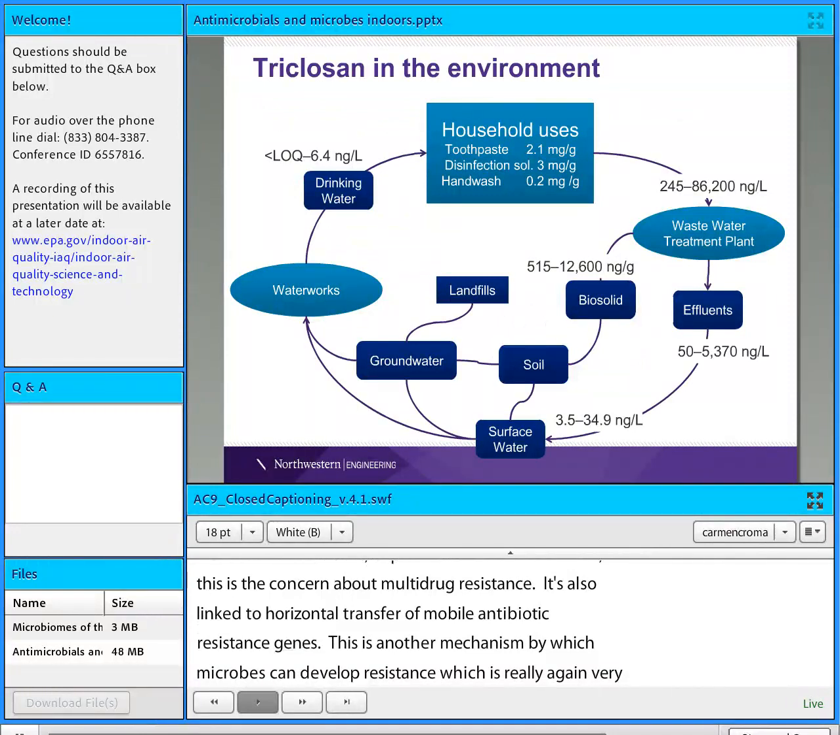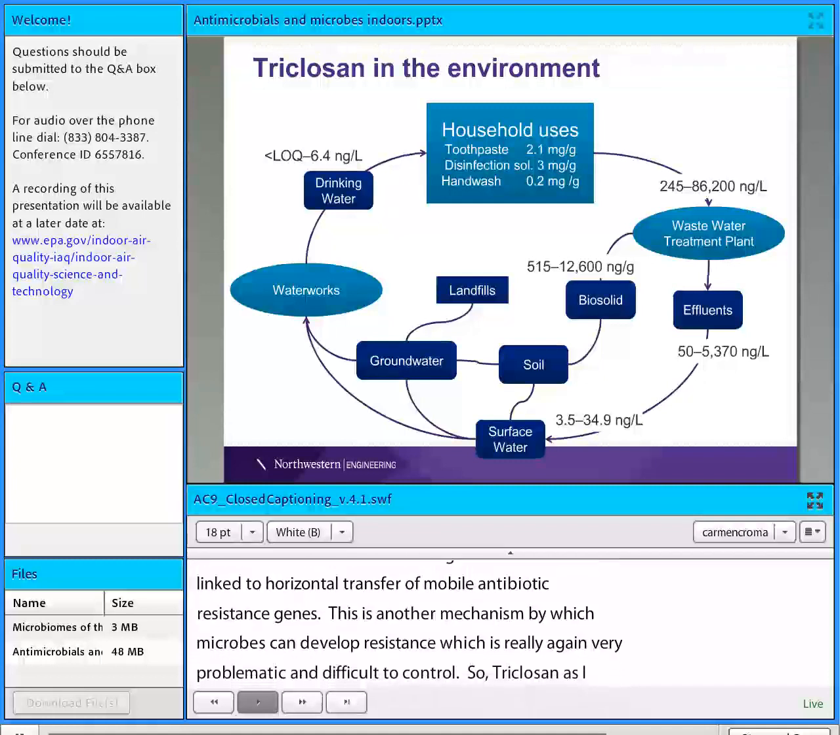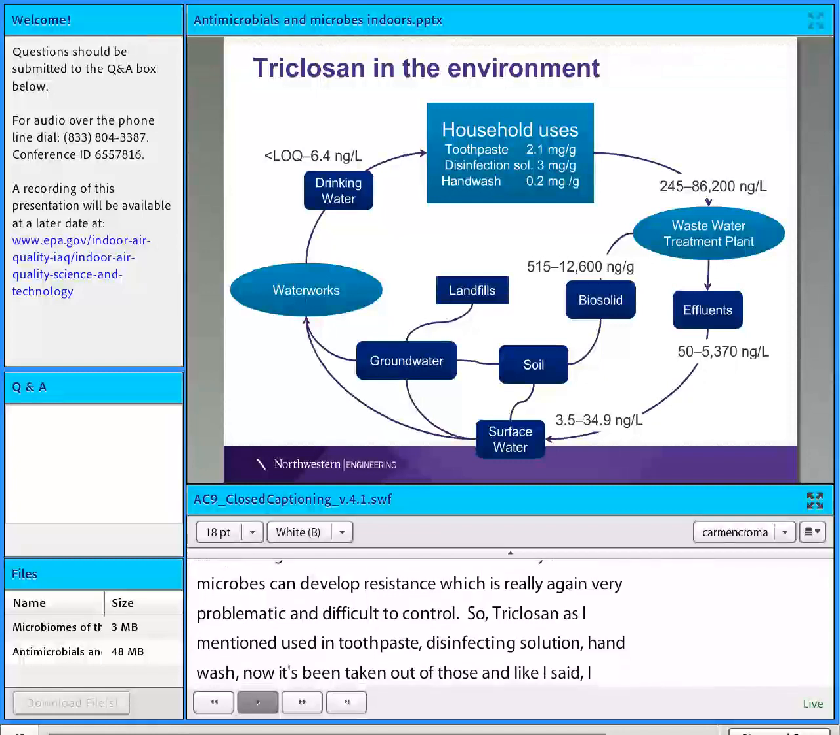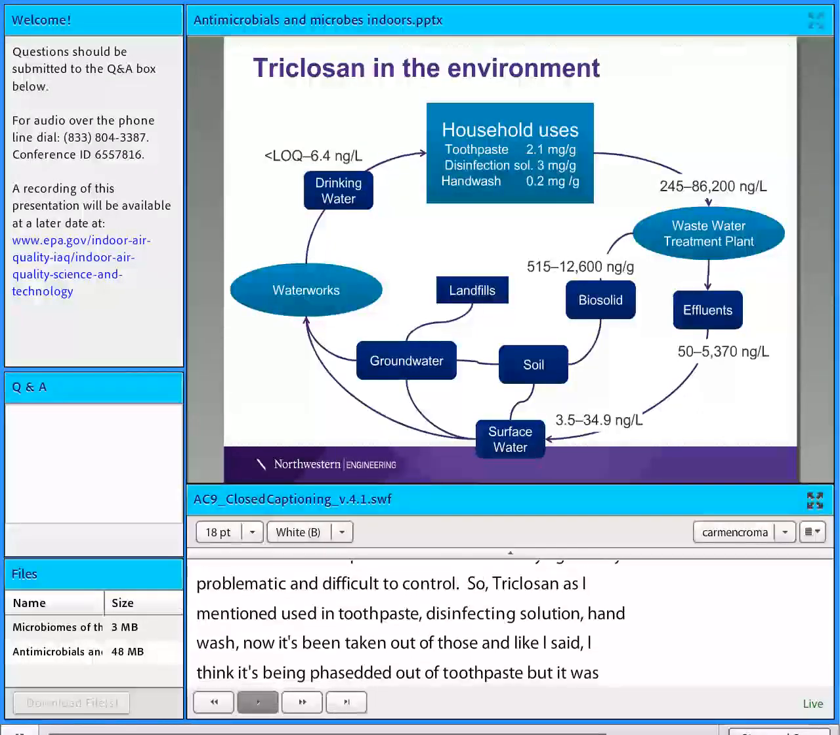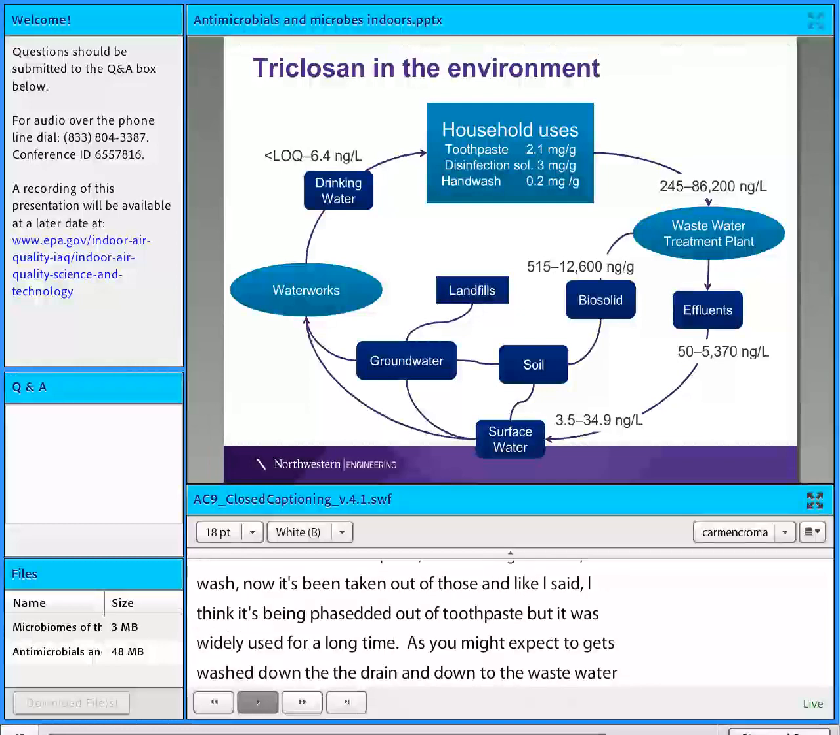So triclosan, as I mentioned, has been used in toothpaste, disinfecting solutions, hand wash. Right now it's been taken out of those, and like I said, I think it's being phased out of toothpaste, but it was very, very widely used for a very long time. From there, as you might expect, it gets washed down the drain and goes to the wastewater treatment plant, which is every environmental engineer's favorite place to study chemicals. It's where we start with a lot of things because it's where a lot of chemicals accumulate.